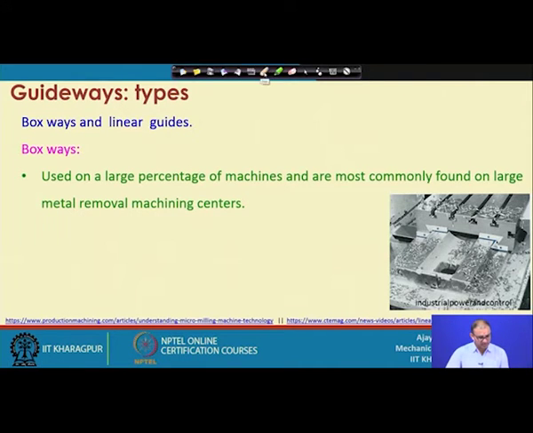Why is it so? Because it has a large load carrying capacity. If you see the size of this particular table which is moving on top of this slide, it is very heavy, and on top of that again you are putting a workpiece and then you start machining. So, there is static loading from this workpiece as well as the slide, and when you do machining, forces occur because of the machining also. So, it is mostly used for large metal removal machining processes where the size of the component and the machining forces are very large.